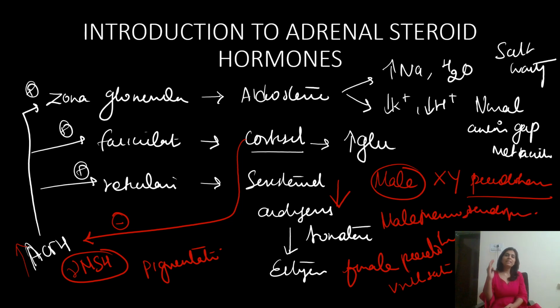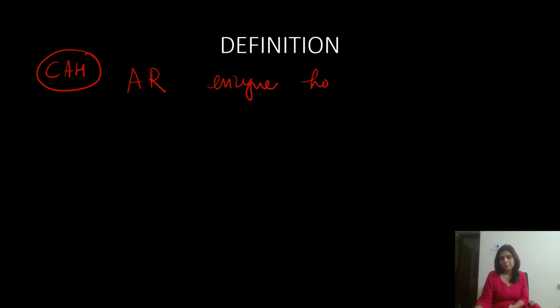So this is an introduction to adrenal steroid hormones. Having understood these features of adrenal steroid hormones, now you will be able to define congenital adrenal hyperplasia. So what is congenital adrenal hyperplasia? It is a group of autosomal recessive disorders of enzymes involved in adrenal cortical hormone synthesis. This is the definition for congenital adrenal hyperplasia.